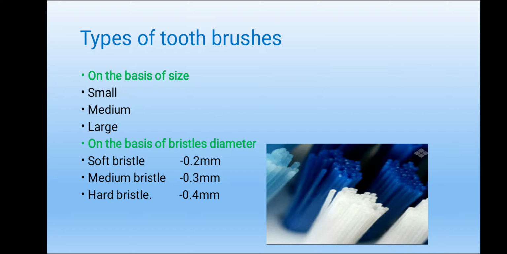Types of toothbrush. Based on size, they are divided into three types: small, medium and large. Based on the bristle diameter, they are divided into three types: soft, medium and hard. Soft 0.2 mm, medium 0.3 mm, hard 0.4 mm.